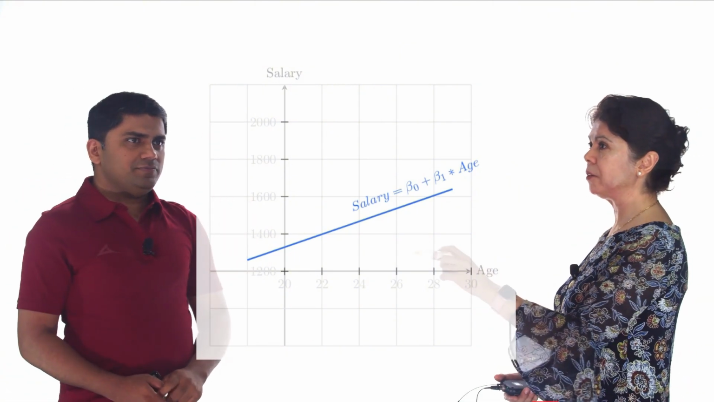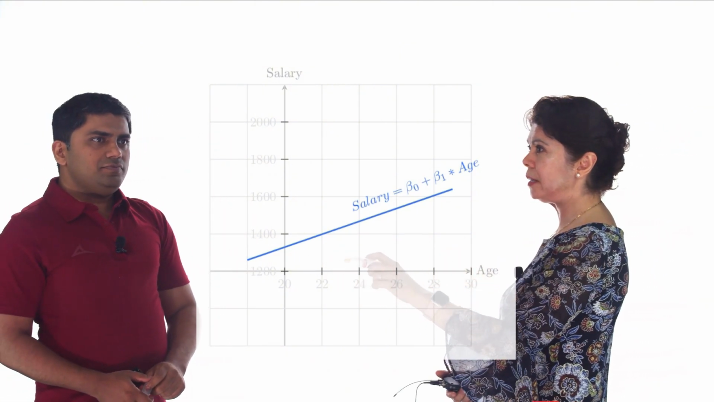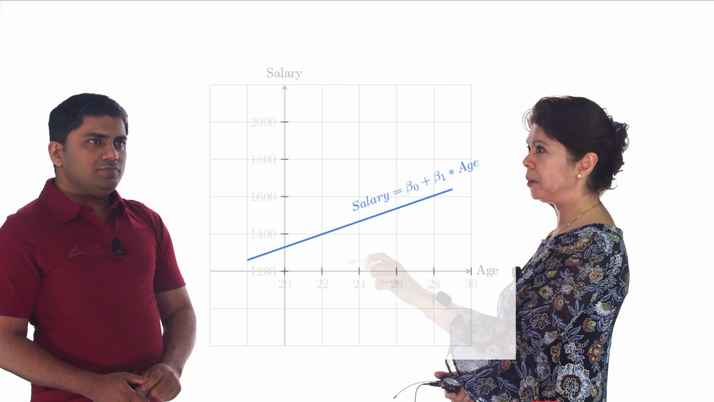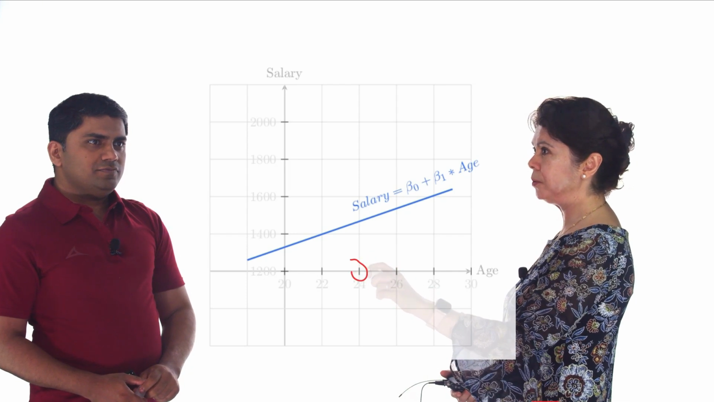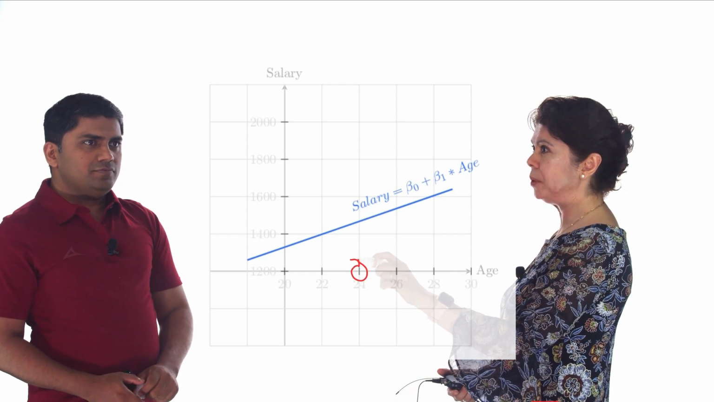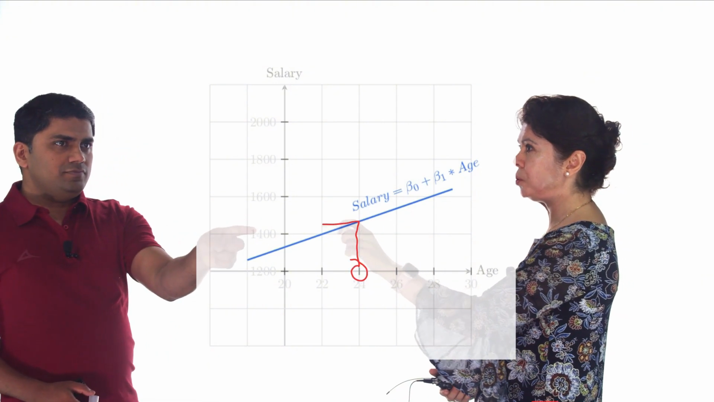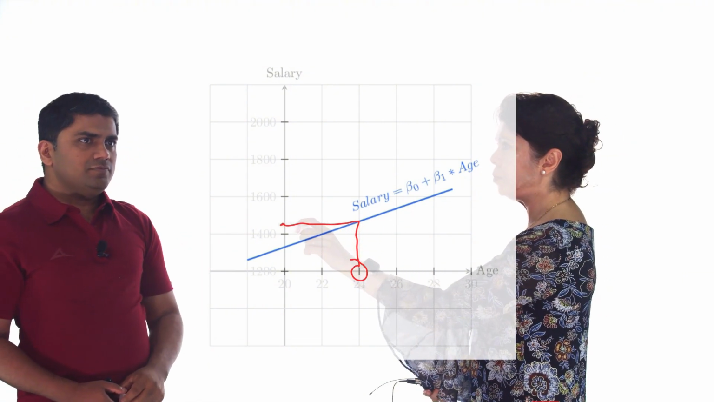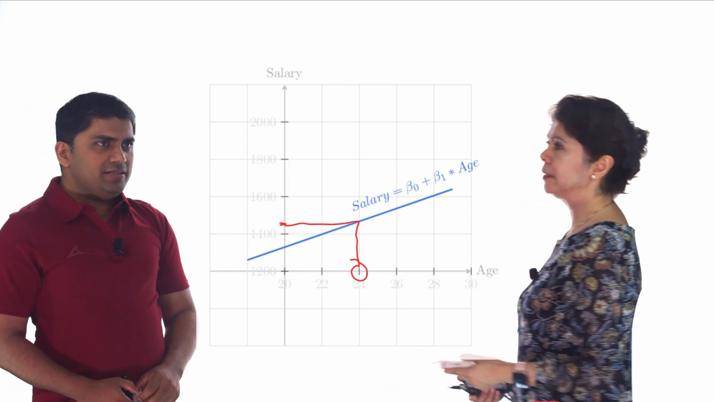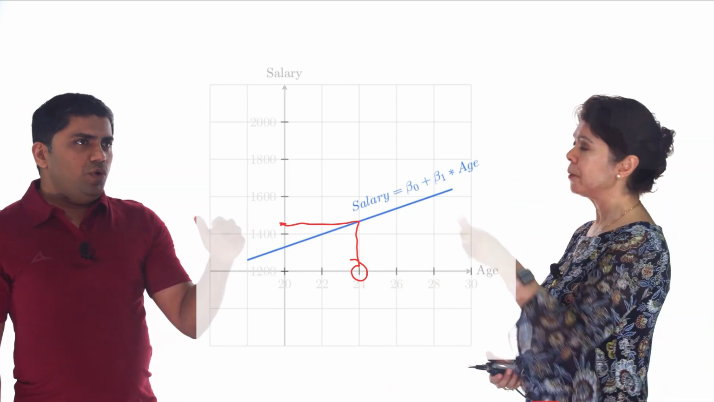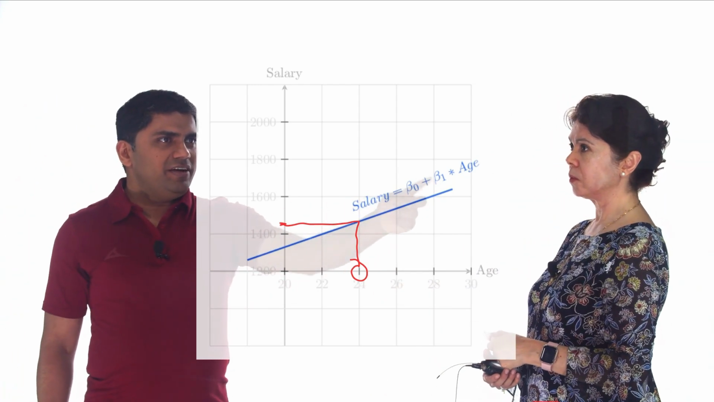Oh, I see. Then, for example, in his case, when he is 24, we are going to look at this value, 24. And then I will go up all the way to the line to see what is the value corresponding to y. So in this case, this would be his salary, right? Exactly. And that's the prediction.